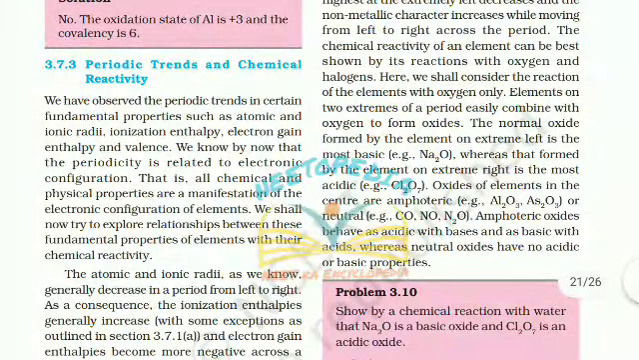3.7.3. Periodic trends and chemical reactivity. We have observed the periodic trends in certain fundamental properties such as atomic and ionic radii, ionization enthalpy, electron gain enthalpy, and valence. We know by now that the periodicity is related to the electronic configuration. That is, all elements' chemical and physical properties are a manifestation of their electronic configuration. We shall now try to explore the relationship between these fundamental properties of the elements and their chemical reactivity.